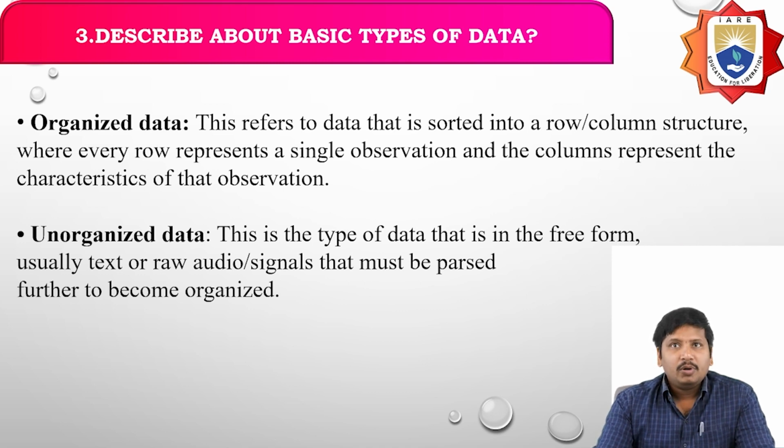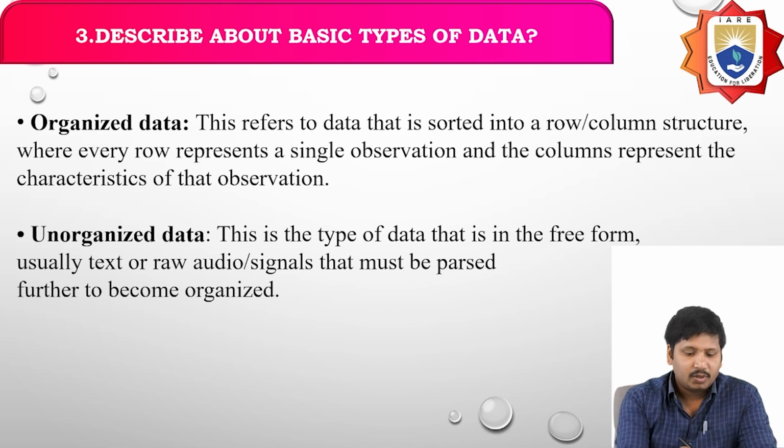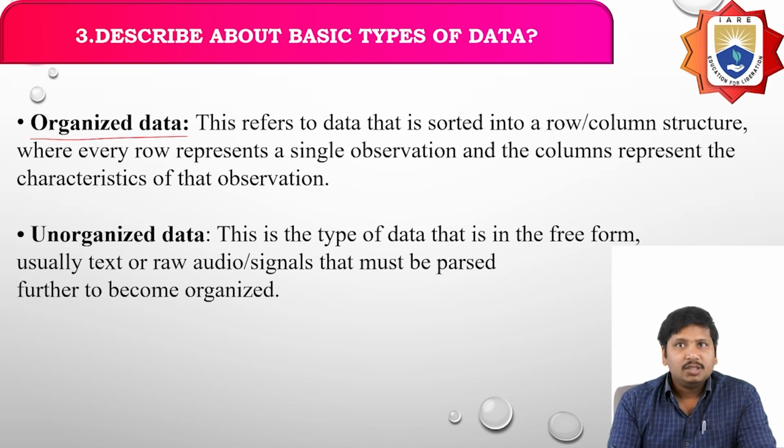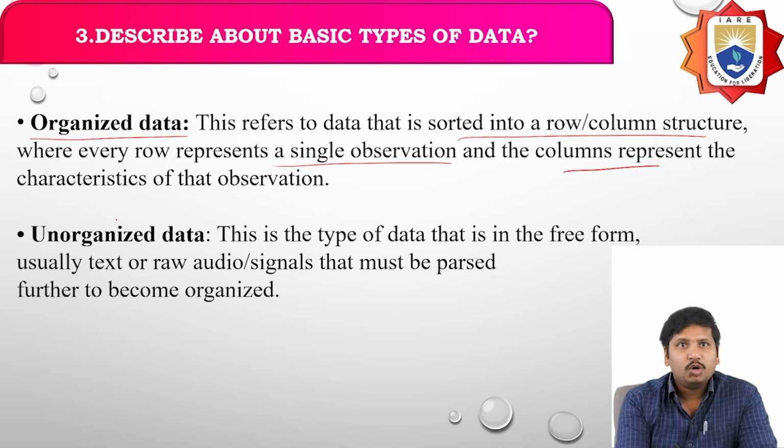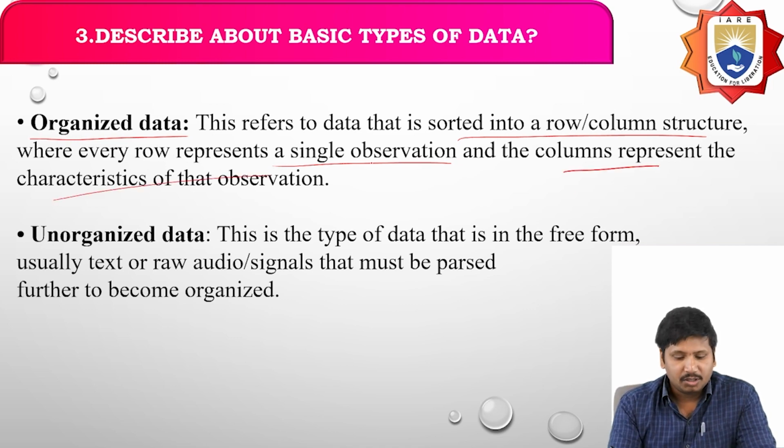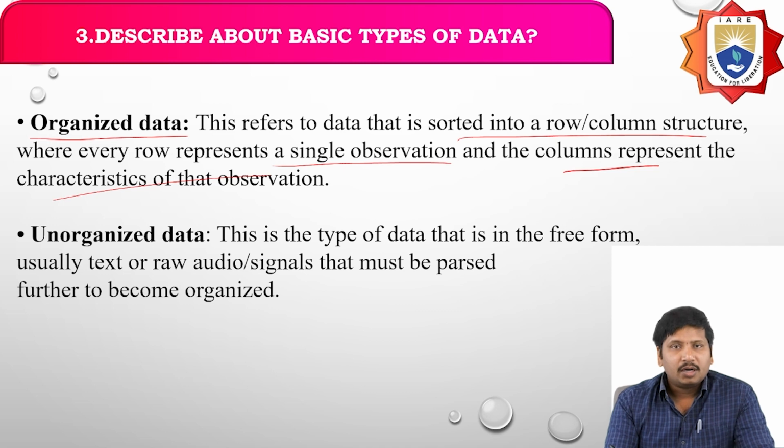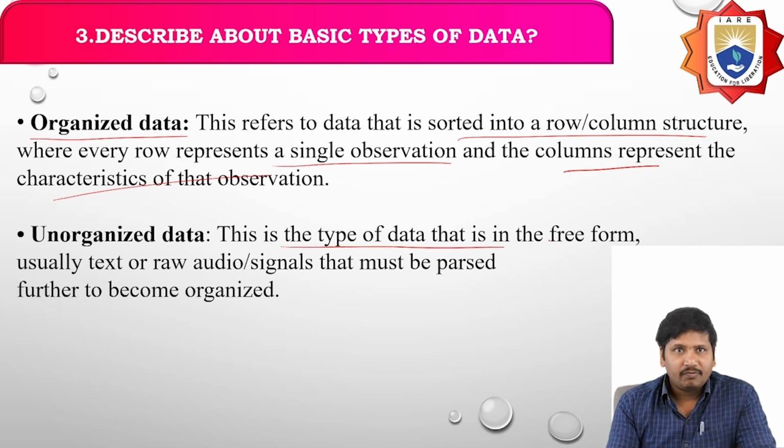Describe the basic types of data. I have to explain in detail: what is organized data? This data is stored in a row and column structure, where every row represents a single observation and each column represents a characteristic of the observation. Whereas unorganized data is free-form, usually text or raw audio signals, that must be processed further to become organized.